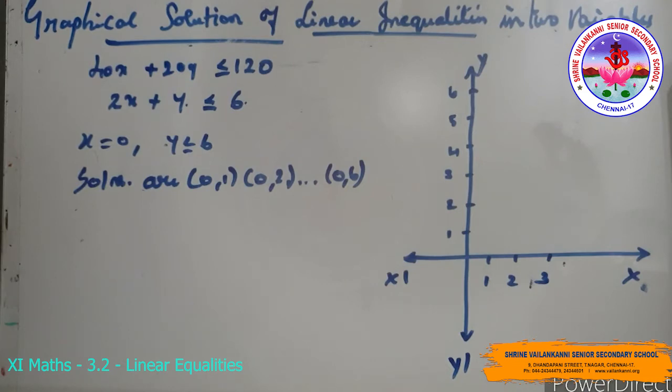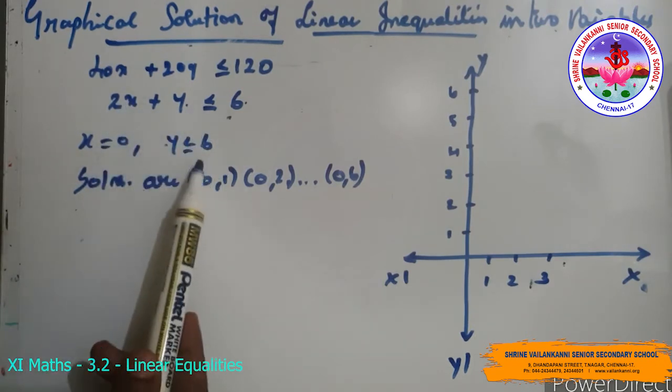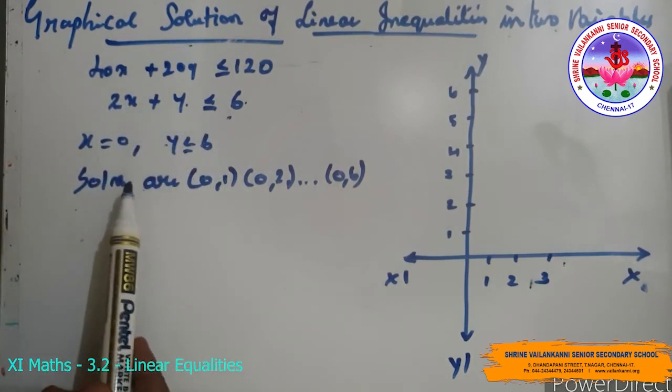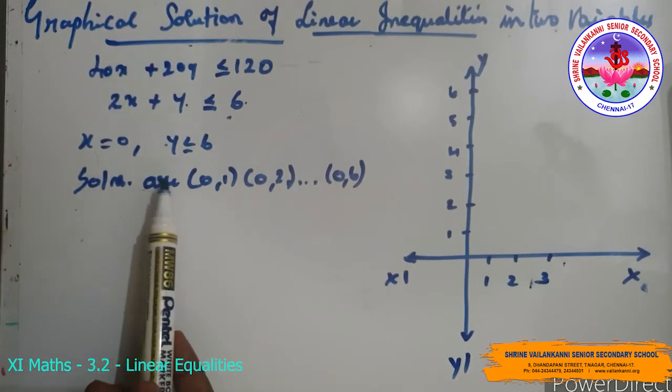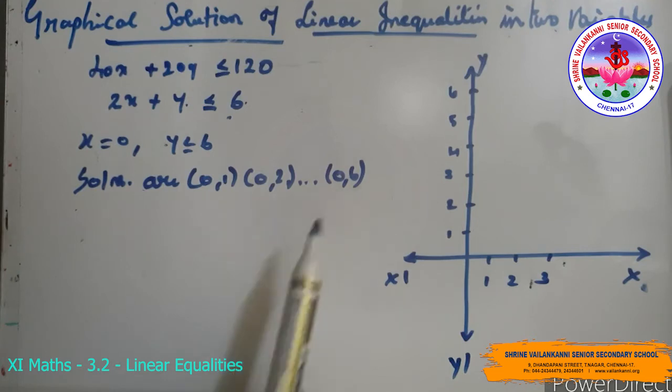Let's take an example: 40x plus 20y is less than or equal to 120. Dividing the whole inequality by 20, we get 2x plus y is less than or equal to 6. So when x is 0, we get y less than or equal to 6. Then the solutions of this inequality are (0, 1), (0, 2), (0, 3), etc., till (0, 6).